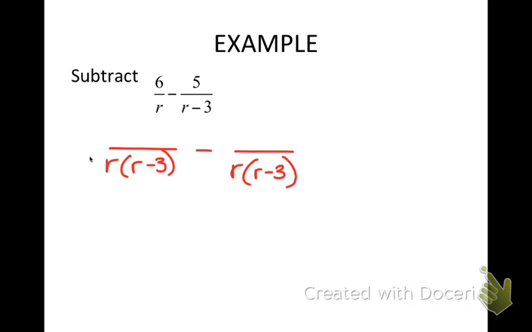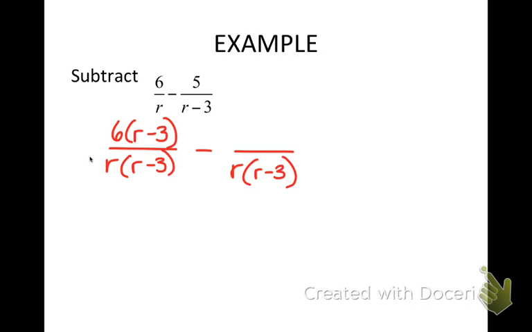Because what do both denominators have? The one has an r, and the other one has an r minus 3. So now I need to think about what just happened. For the first fraction, I already had the r, but what I was missing was the r minus 3. So that means I need to multiply my numerator also by the r minus 3.